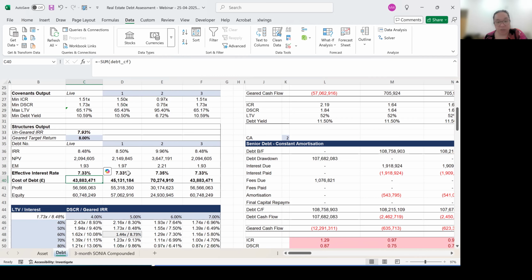So that's when you say that borrowing is not accretive, but it's dilutive, because it's going to be diluting your IRR. Okay, and then here you can calculate your cost of debt as well, in terms of your total cost of debt.